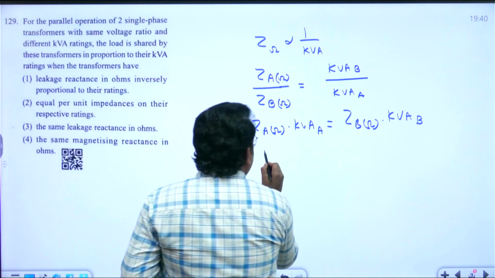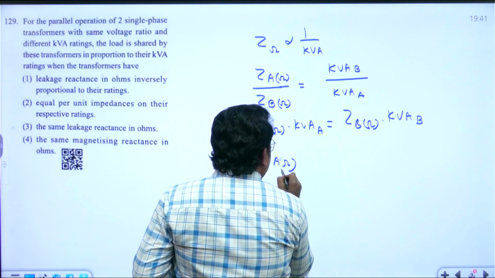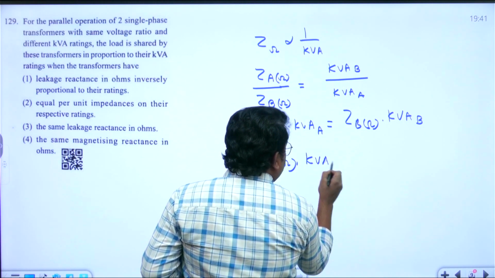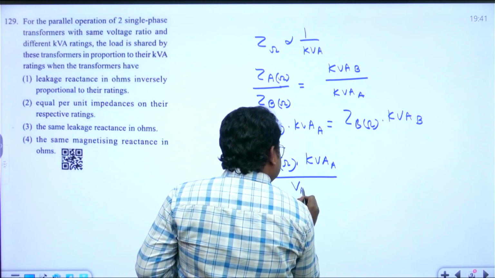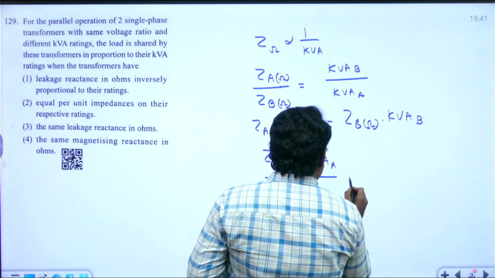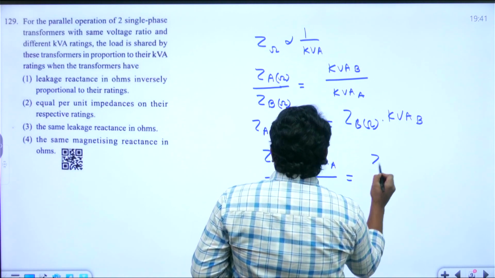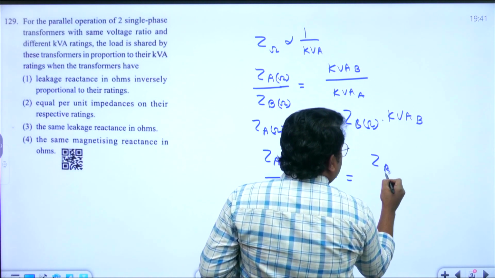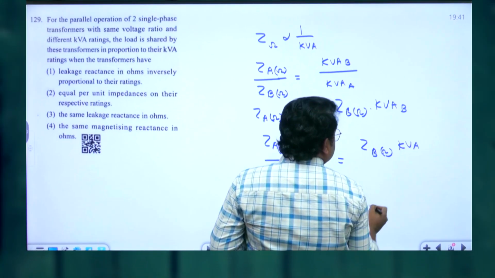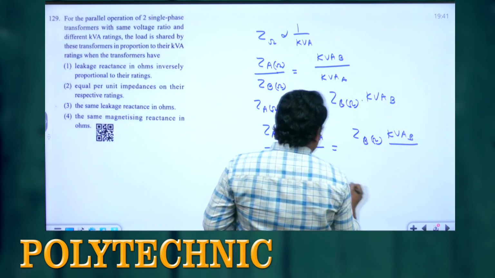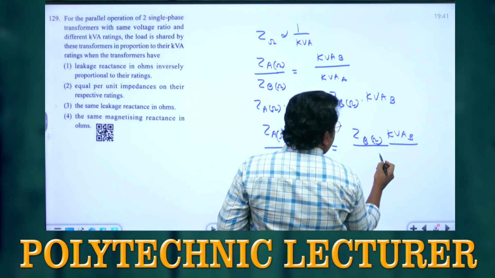So that means the impedance ZA in ohms, into the kVA rating of transformer A, divided by the voltage of transformer A squared, is equal to the impedance of transformer B in ohms, into the kVA rating of transformer B, divided by the voltage rating of transformer B squared.